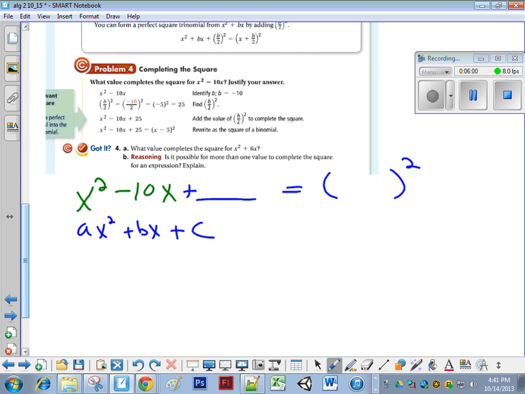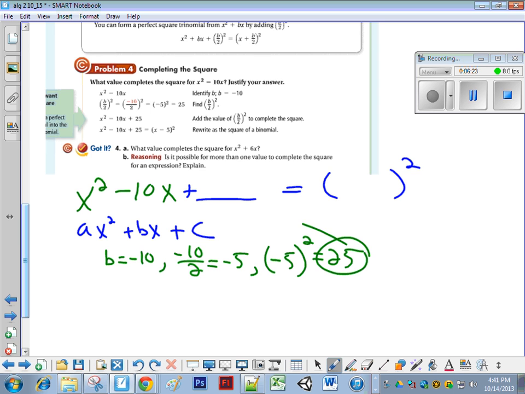If I take the b format and divide that by 2, so b is equal to negative 10, I'm going to take the negative 10, divide it by 2, and I'm going to get negative 5. Now what I want to do is go ahead and square that negative 5, and I'm going to get 25. 25 is what goes in this completed square.